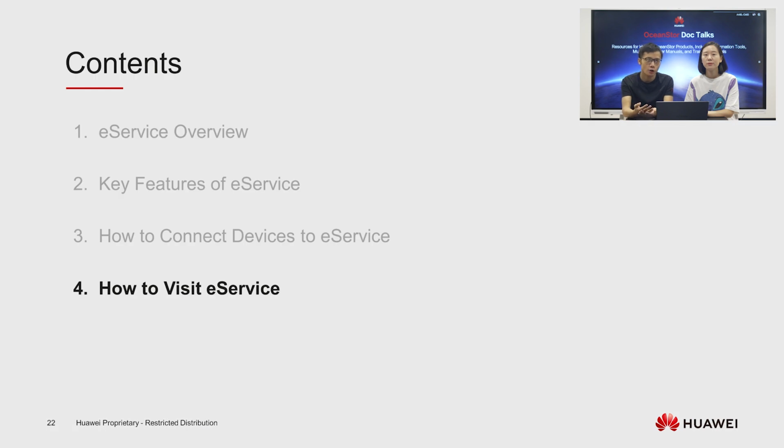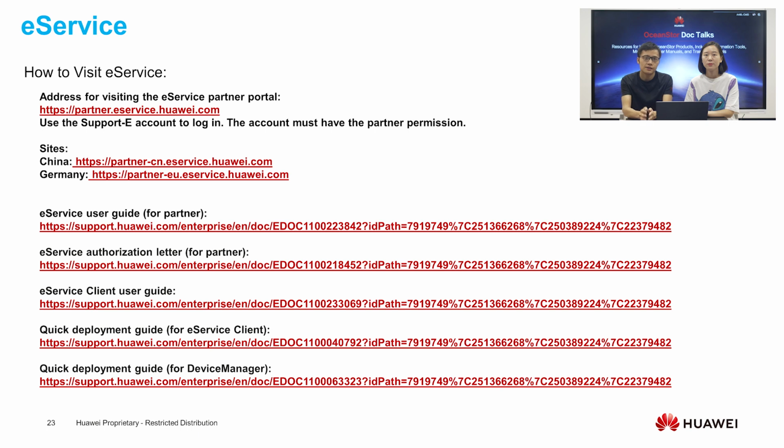Finally, let's see how to visit eService. This slide shows the address for visiting the eService partner portal and the links for obtaining related documents. You can obtain the documents as required. The first one is the user guide for the eService partner portal. It provides detailed information about how to use the partner portal.